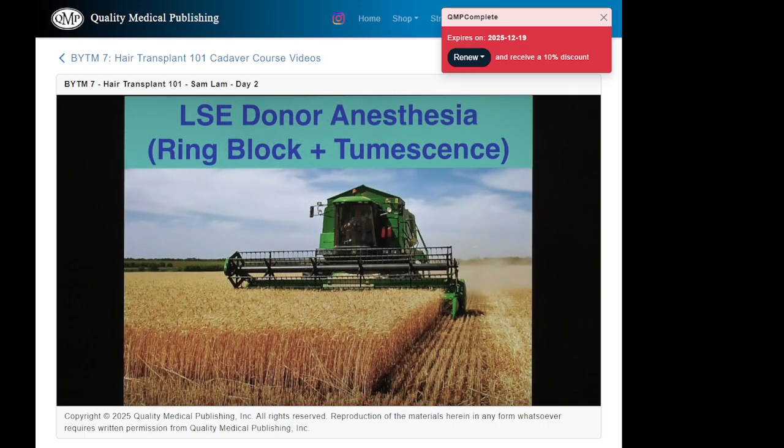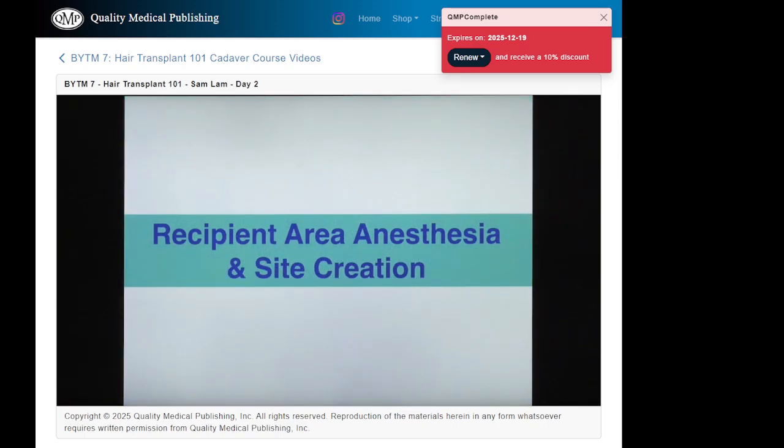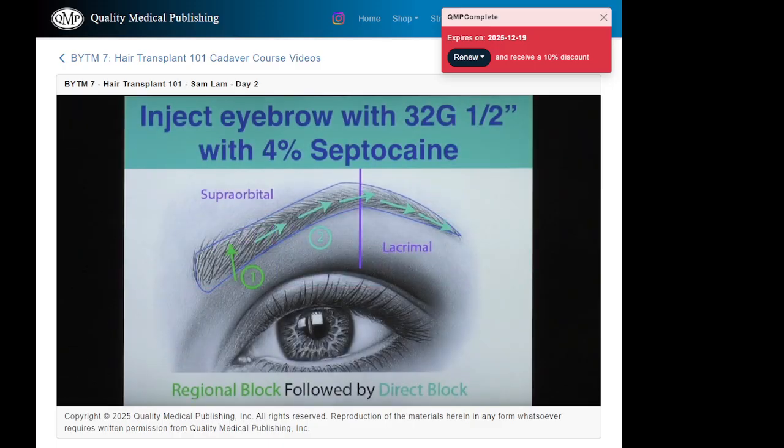And then you know how I do the anesthesia for the strip already. Just to reiterate a point, I use 4% septic with 1 to 100,000 epinephrine for my anesthesia. I do a little bit of supraorbital block, and then I do a direct infiltration. It's one of the few times I'm directly infiltrating anything. As you know, the lacrimal nerve is a little bit harder to knock out, so direct infiltration is the key.